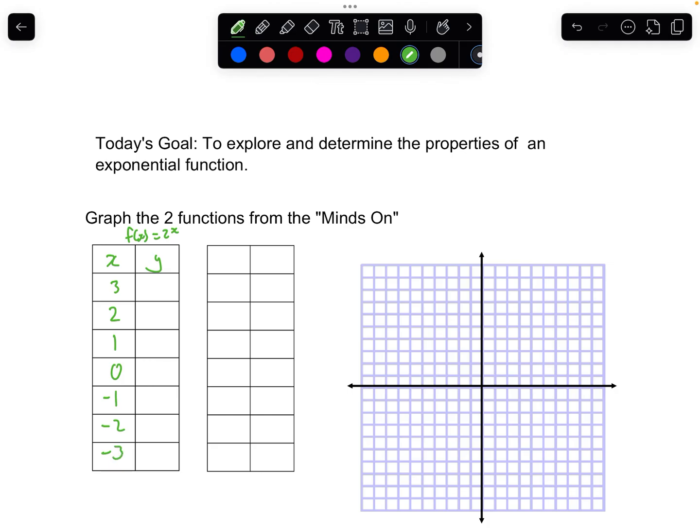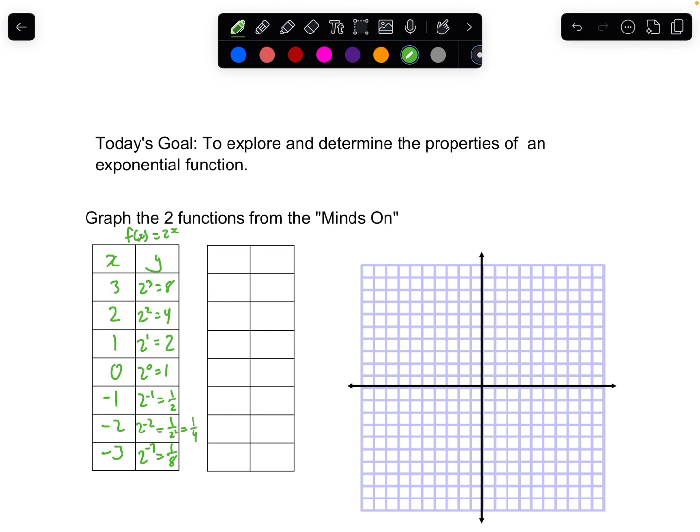When we do this, we have 2 to the power of 3, which is 8, 2 to the power of 2, which is 4, 2 to the power of 1, which is 2, and 2 to the power of 0, which is 1. 2 to the -1 makes it 1 over 2. 2 to the -2 makes it 1 over 2 squared, which is 1 over 4. And 2 to the -3 would make that 1 over 2 cubed, which is 1 over 8.